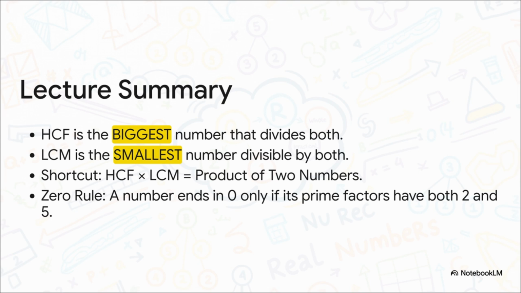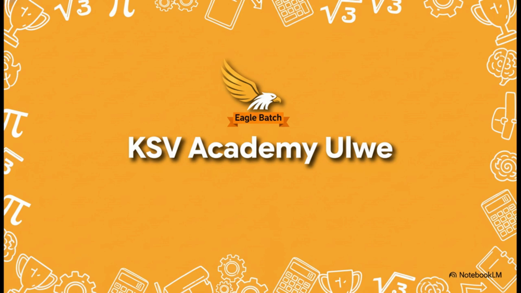And 4. The 0 rule. To get a 0 at the end of any number, its prime factors must contain both a 2 and a 5. And that is a wrap on our first lecture. See, mastering these simple core rules can make all the difference when you're facing those more complicated problems.